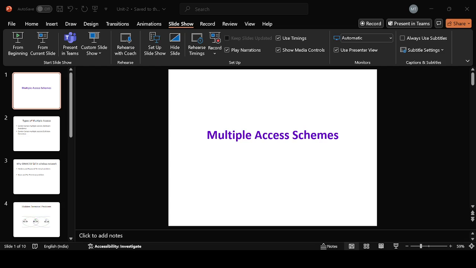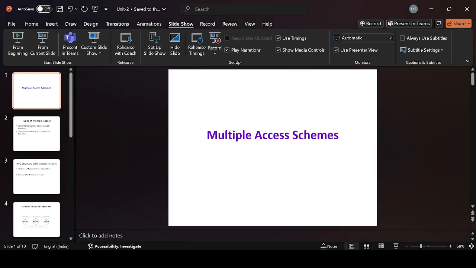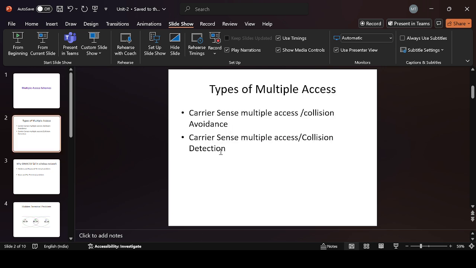In today's lecture, we'll be seeing about multiple access scheme. There are two types of multiple access scheme. One is carrier sense multiple access with collision avoidance. The other one is carrier sense multiple access with collision detection.